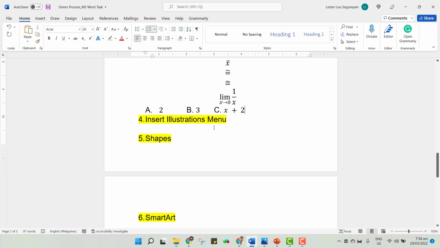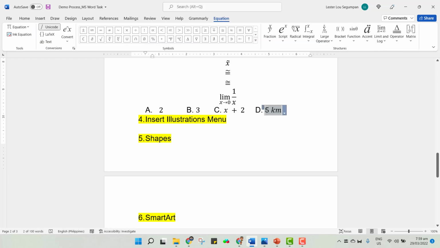Well, I need to go to the illustrations menu because, as the task I gave you, you're going to create 10 test item questions and 5 problem solving questions. In these problem solving questions, there would be no choices, but there are still some parts that I need you to make in the form of an equation. Say, for example, given that x is equal to 5 kilometers, the kilometers there should also be in equation form, so it will form as an expression.